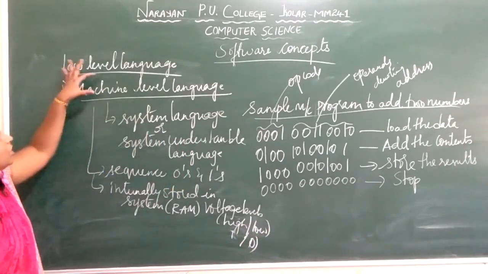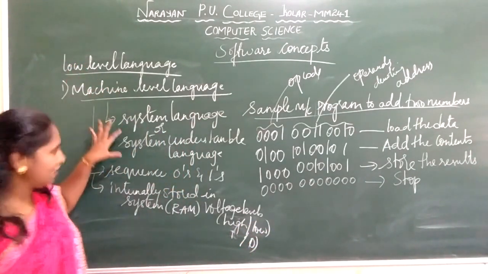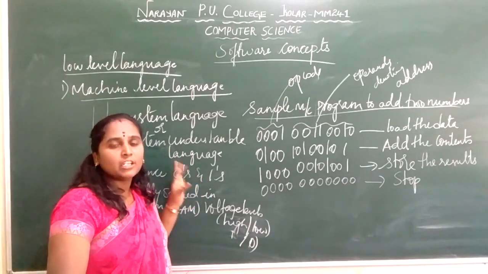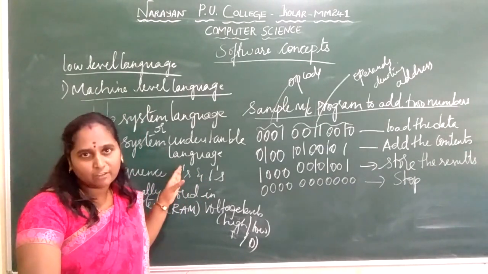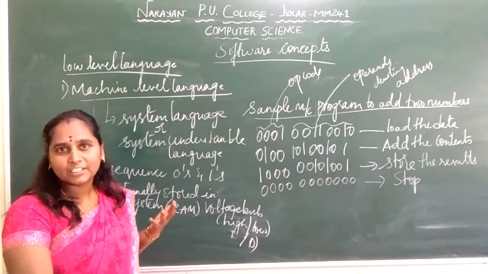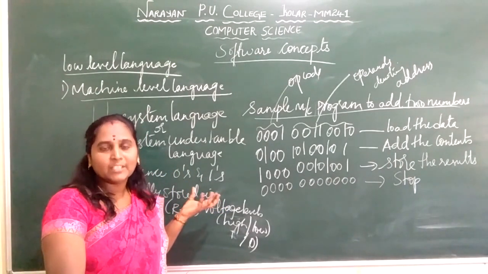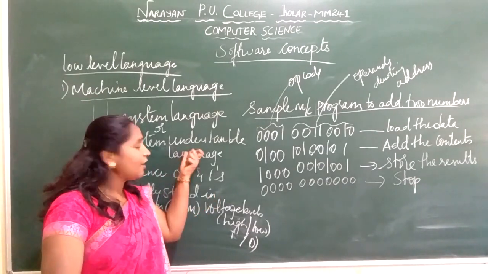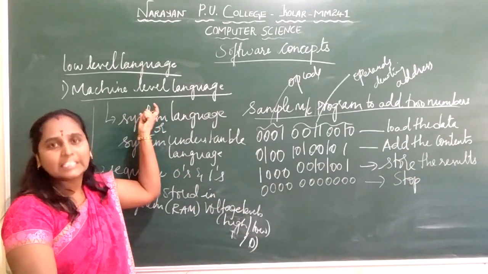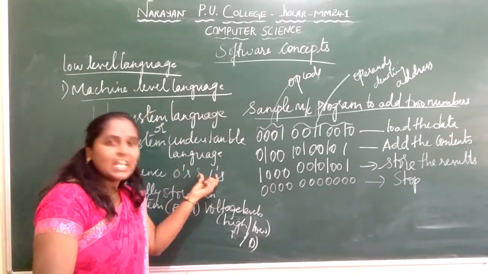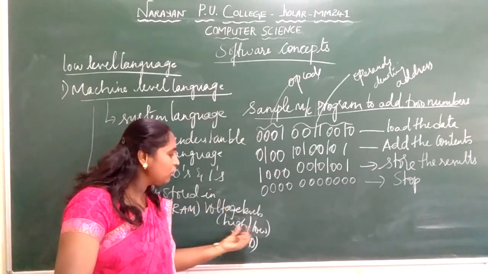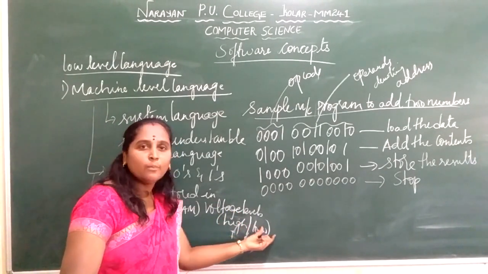Once again, machine level language is one of the system languages, and in it everything is in the form of zeros and ones. So you write your programs in the form of zeros and ones, each bit representing everything. As you know, the computer understands binary digits, so this language is written in zeros and ones. That is why it is called a system language. The zeros and ones are stored internally in RAM in the form of voltage levels: high voltage means 1, low voltage means 0.